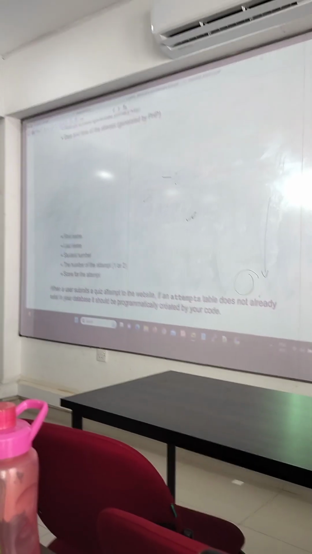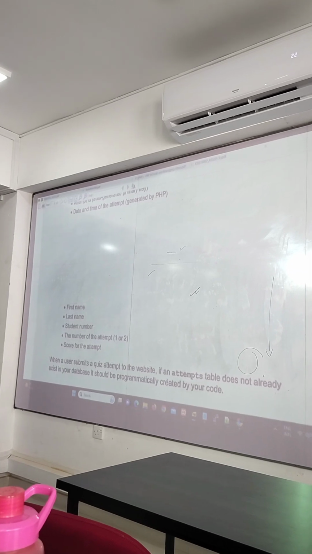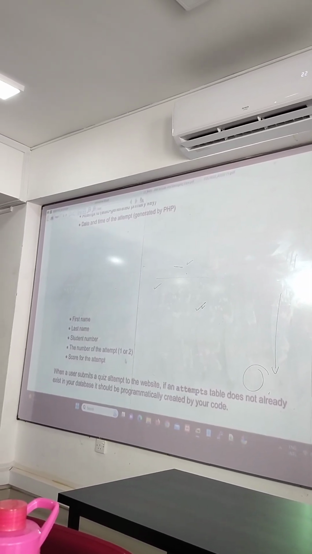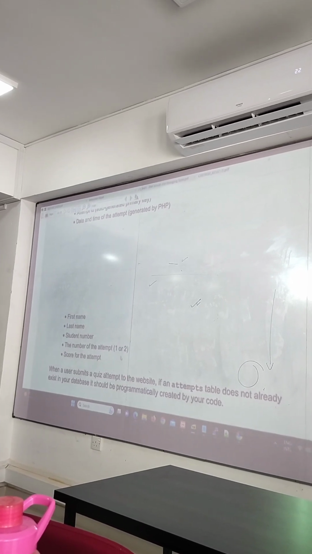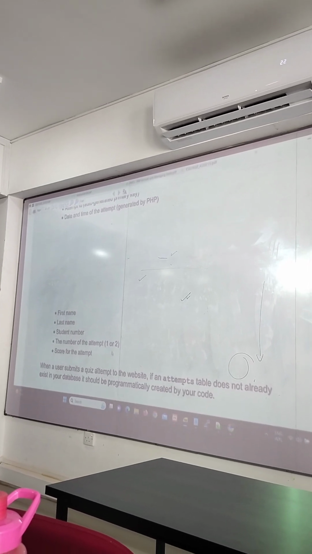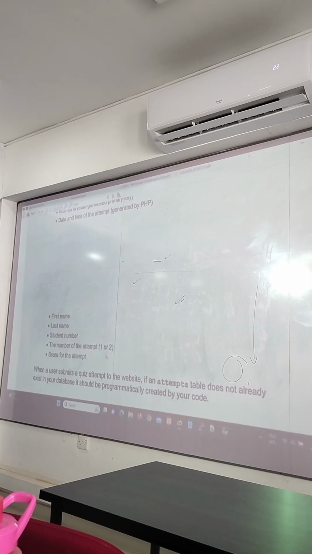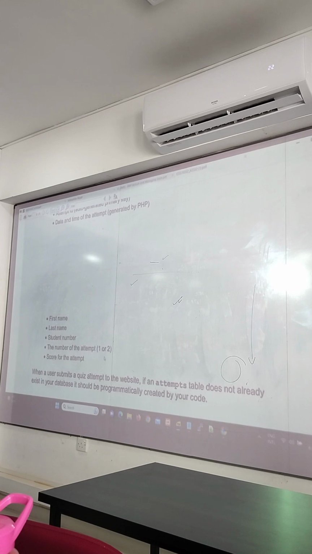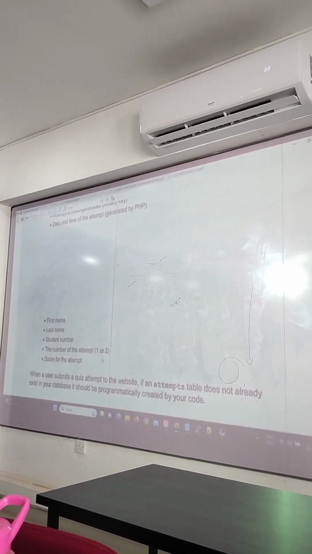That means the first person attempting the quiz will be automatically creating that table. Anyone attempting the quiz after that, they are just going to enter the data. Right? First person attempting the quiz will create the table and they will enter their record. Any other people attempting the quiz, they will just enter the records in their table. Okay, that has to be done.